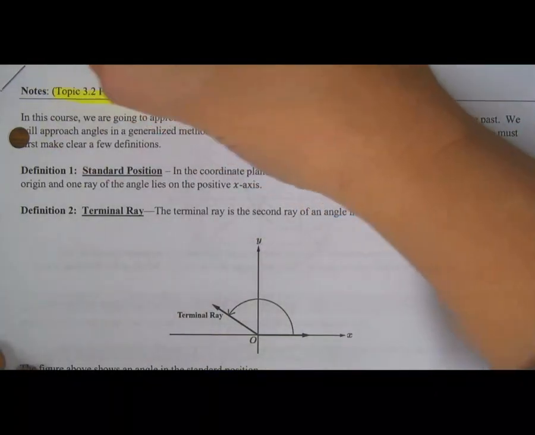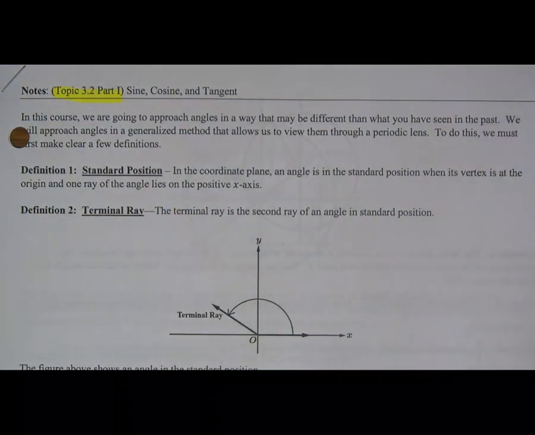Okay, 3.2, we're going to split it up into 2 different days. We're going to start talking about sine, cosine, and tangent.